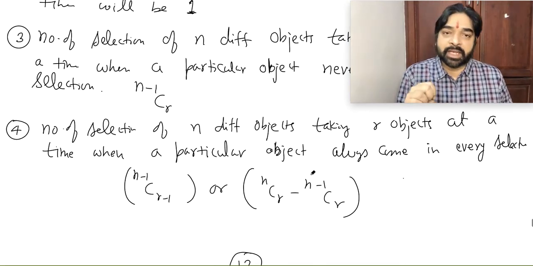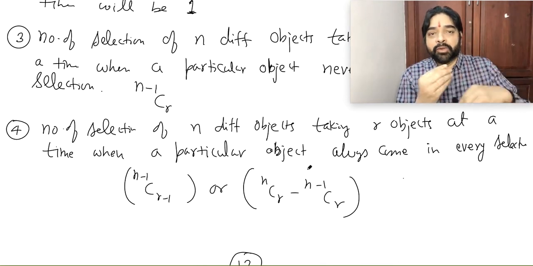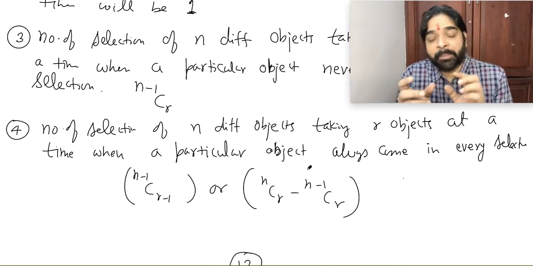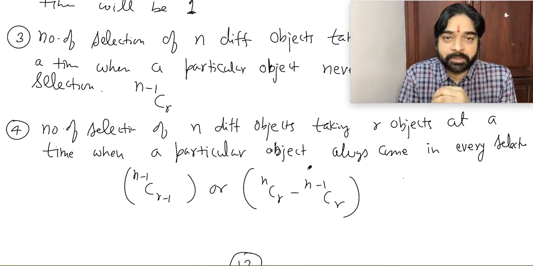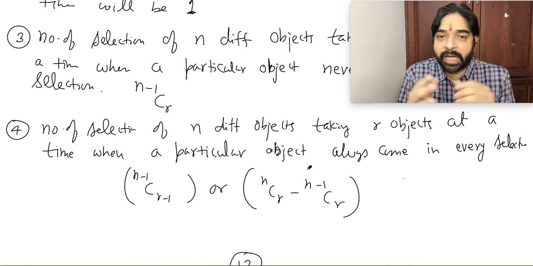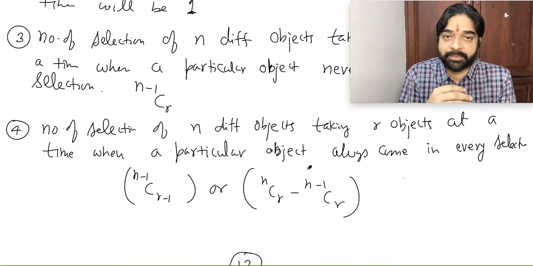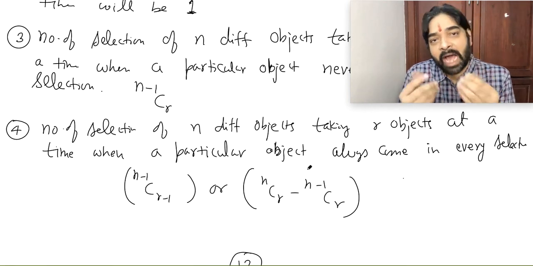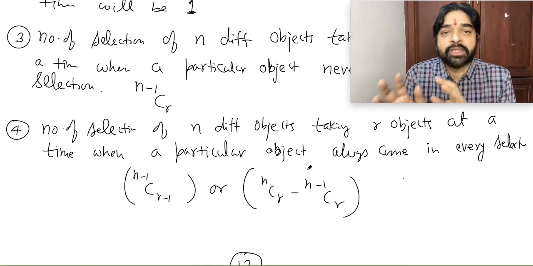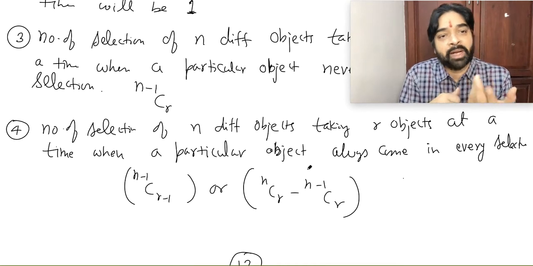Next we discuss if n different objects are selected r at a time when a particular object always comes in every selection. See, selection means, when you do the experiment, that particular object is not playing a role in the experiment. It's already there in your hand, in your selection. Suppose you have to select 10 objects and one particular object is always coming, that means we are doing selection of only 9 objects. We are not doing selection of 10 objects. The one object is already there.